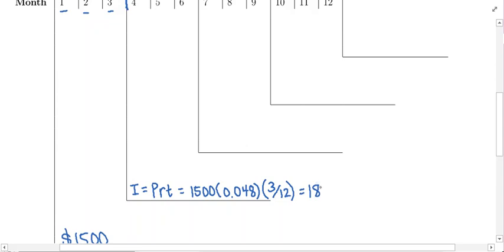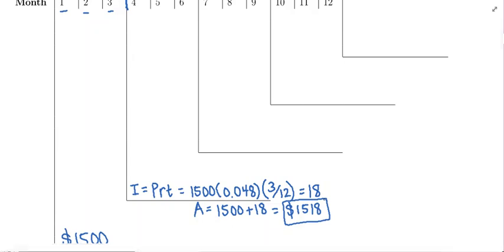Okay, and so let's go ahead and calculate our account balance at March 31st, at the end of the first quarter. My account balance is going to be the amount of money that I already had in the account, which was $1,500, plus the interest that I've earned, which is $18. So at the end of 3 months, we have $1,518 in the bank. That's your balance after the first quarter. So we keep doing this. On March 31st, this is how much money you have in the bank.